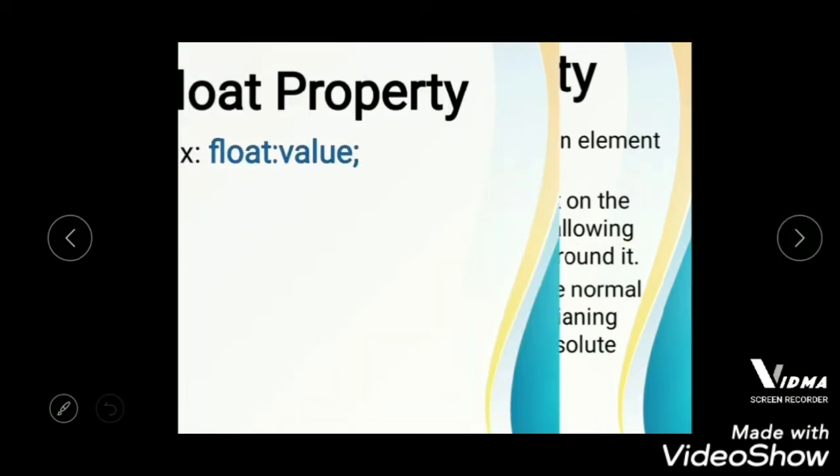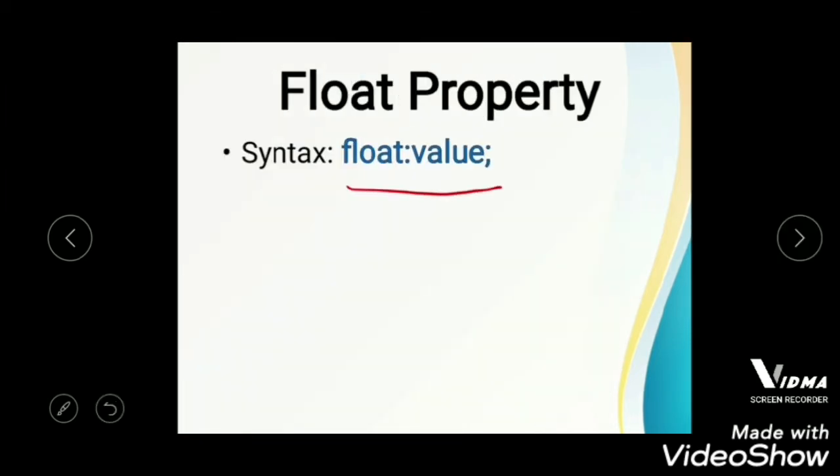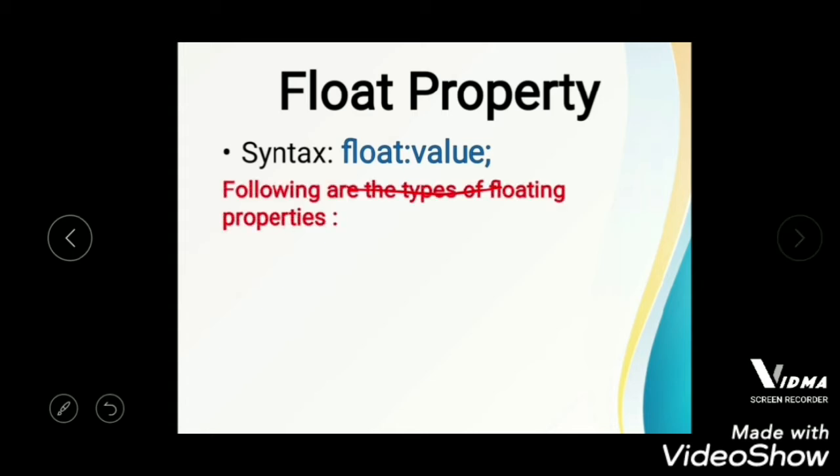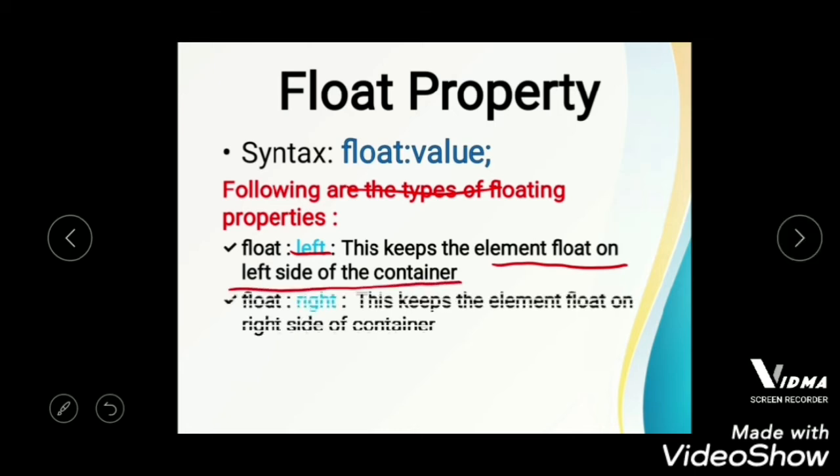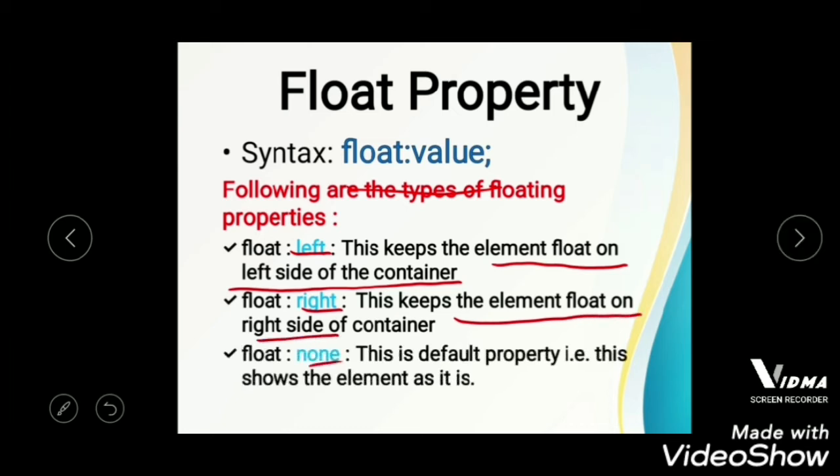Now jump to the syntax structure. This is the syntax of the float property: float, and passing its value. There are the following types of values. First is left: the element floats on the left side of the container. Next, right: the element floats on the right side of the container. And last is none. It is the default value and shows the element as it is.